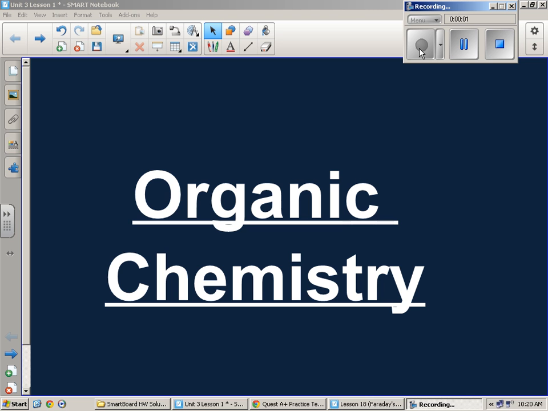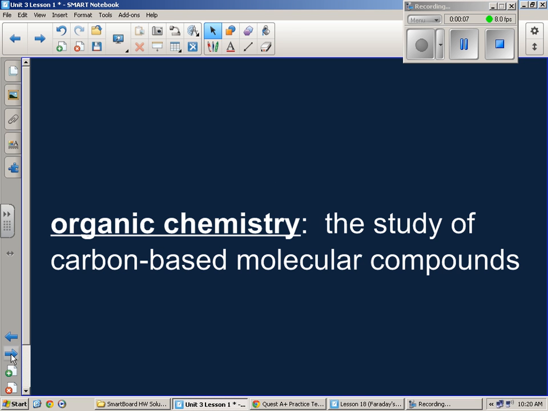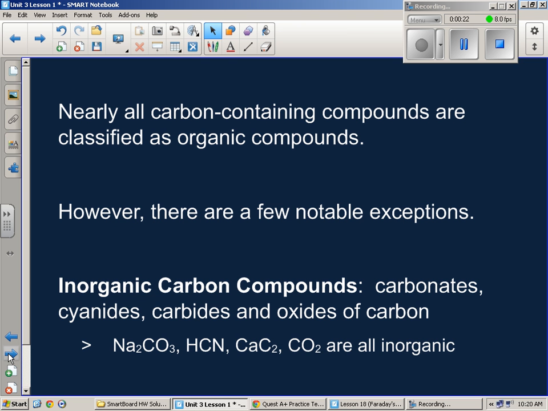We're going to start Unit 3 here. Organic chemistry. Okay. Organic chemistry, the study of carbon-based molecular compounds. We're going to be dealing all with carbons, a lot of carbon stuff, a lot of hydrogen stuff, but organic chemistry is the study of carbon-based molecular compounds. Nearly all carbon-containing compounds are classified as organic, so most of them are classified as that.